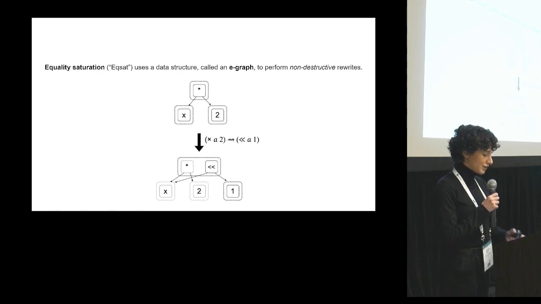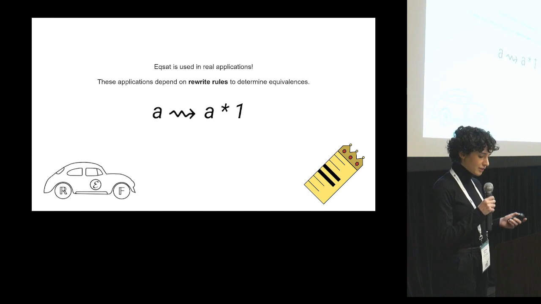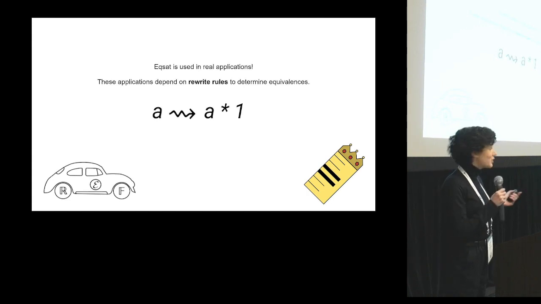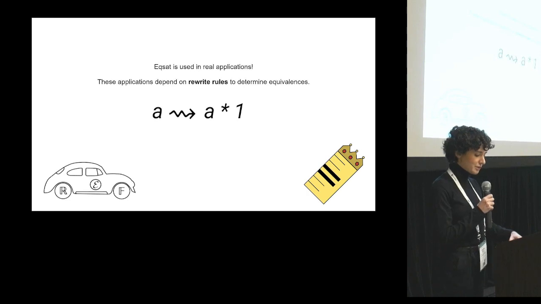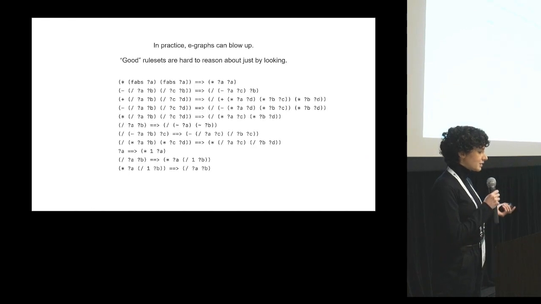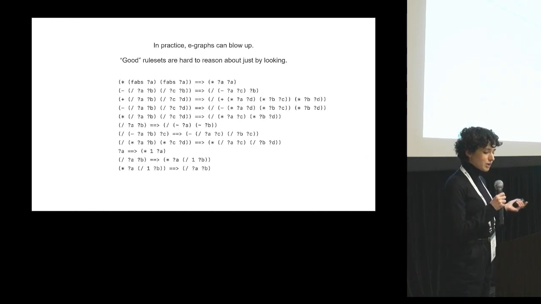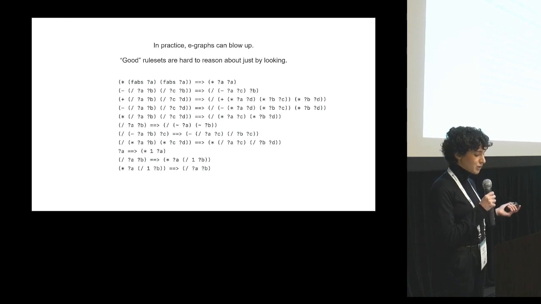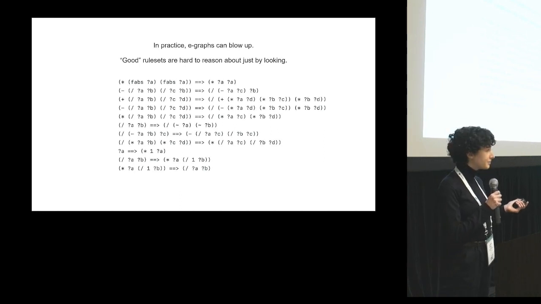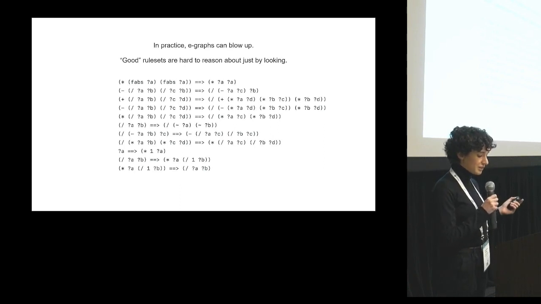And equality saturation is used in real applications. These are the ones that have logos, which depend on rewrite rules to determine equivalence. And this is an example of a rewrite rule right here. So if we have an application, we might at some point want to compare one rule set to another to see which is more complete or useful, but that's kind of hard. Certainly it's hard to do just by looking, or maybe we don't have the benchmarks, or the benchmarks take a long time to run. Also, we don't want to just throw every rule we can think of into our application, because too many rules that aren't useful will add lots of information to the E-graph, leading to performance issues.